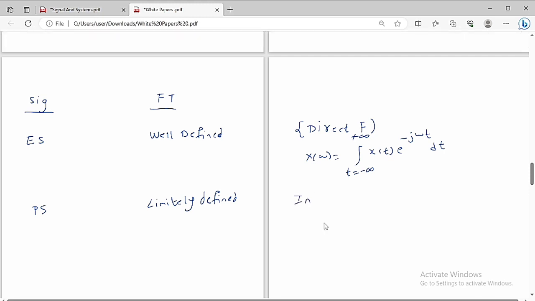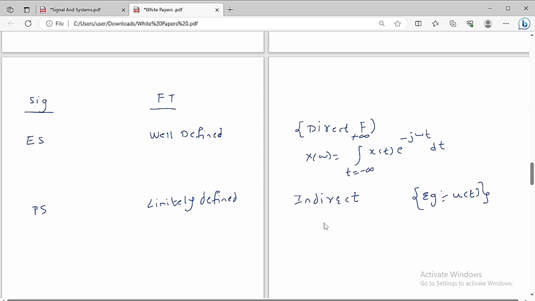indirect properties. I have already told you so many properties. What are they? Time shifting, time scaling, frequency shifting. I told you those properties, right? With the help of those properties, you can handle these types of signals. What is the best example of a power signal? The best example is u of t, because its energy is infinity and its power is finite. So this is called a power signal.